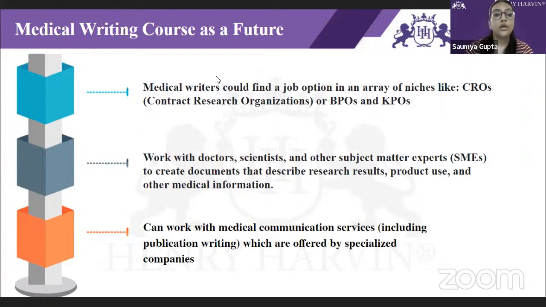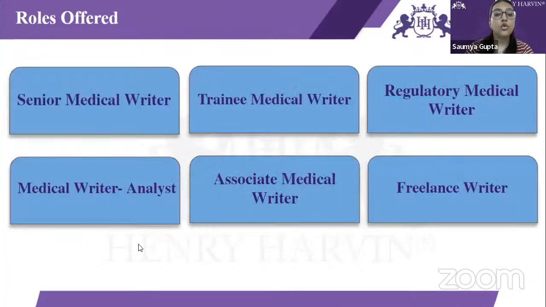Okay. The next question: what are the roles which are offered to a medical writer? Medical writers can start their work as a fresher with no experience, or you may not be a fresher but be working in some other field and now switching to medical writing. So instead of getting a full-time job, you can get a job as an intern or a trainee. You can work as a trainee medical writer on some projects with some companies, or as an intern.